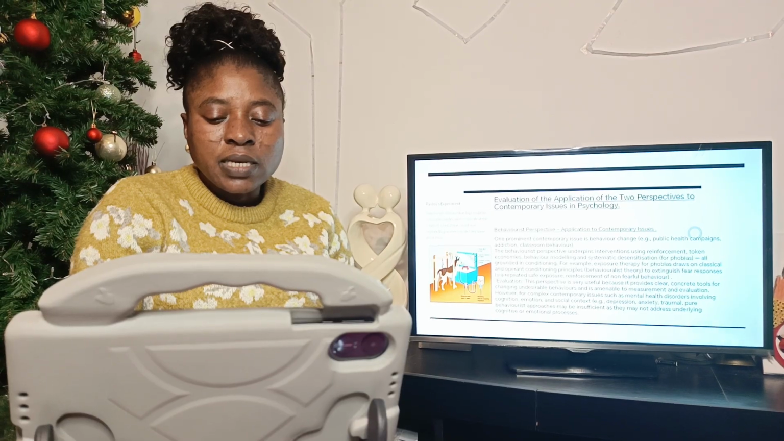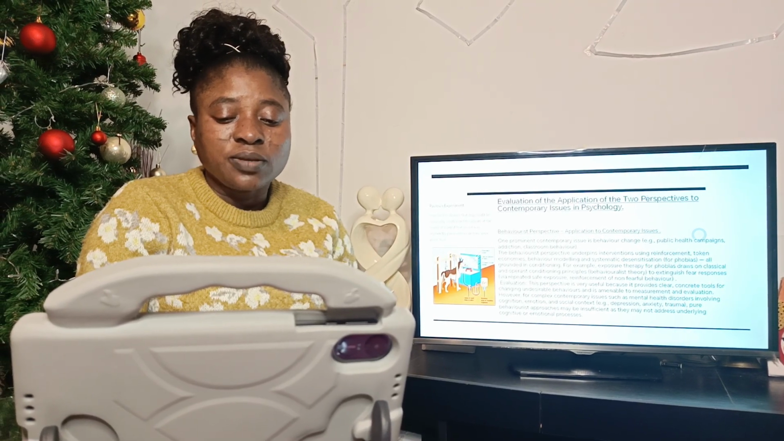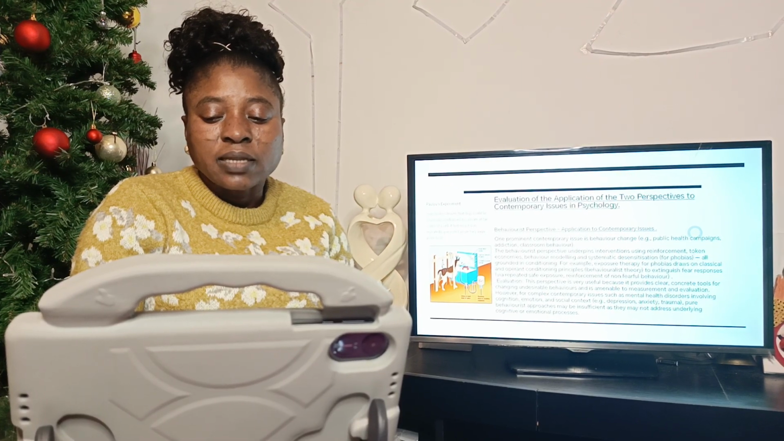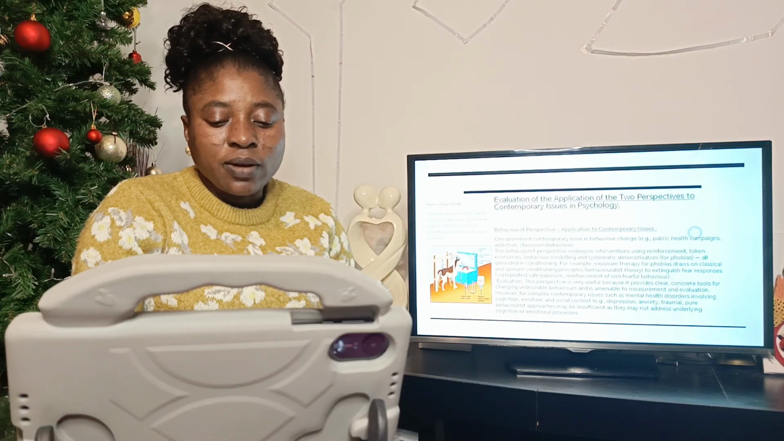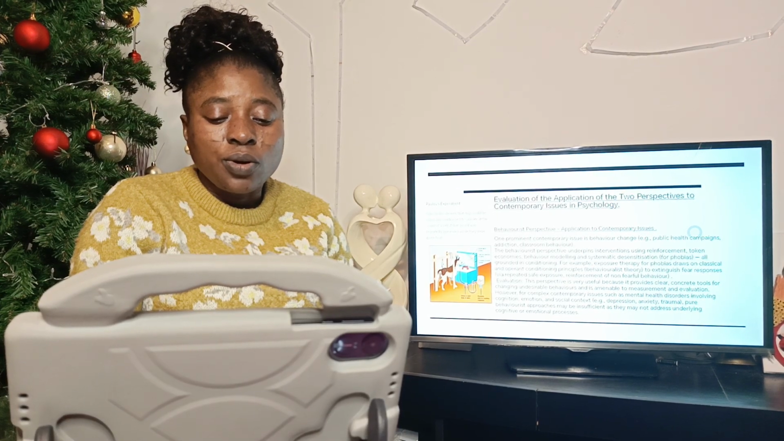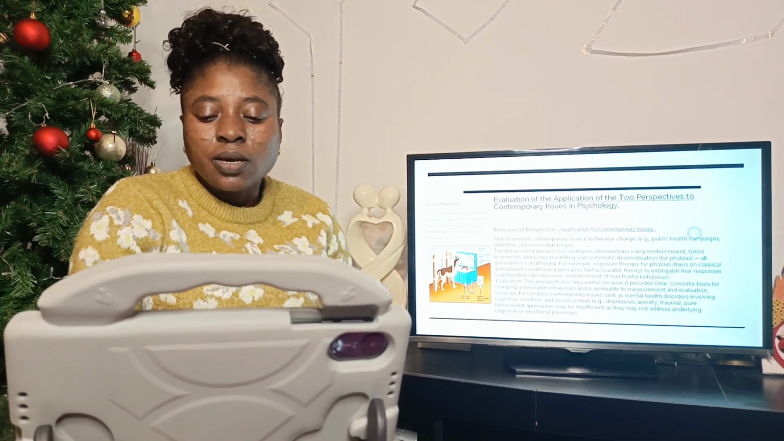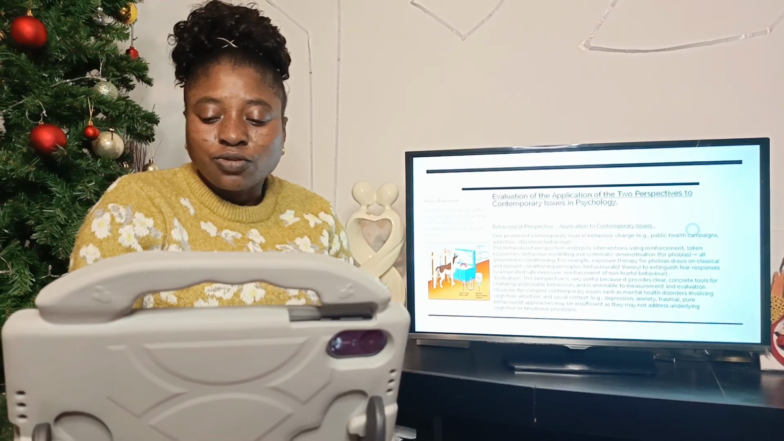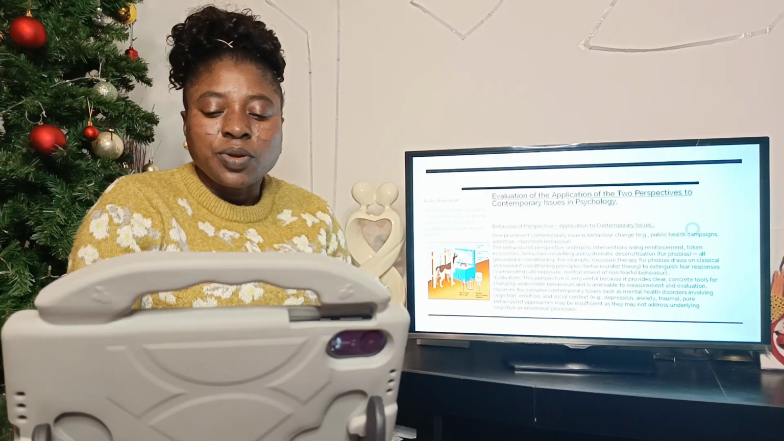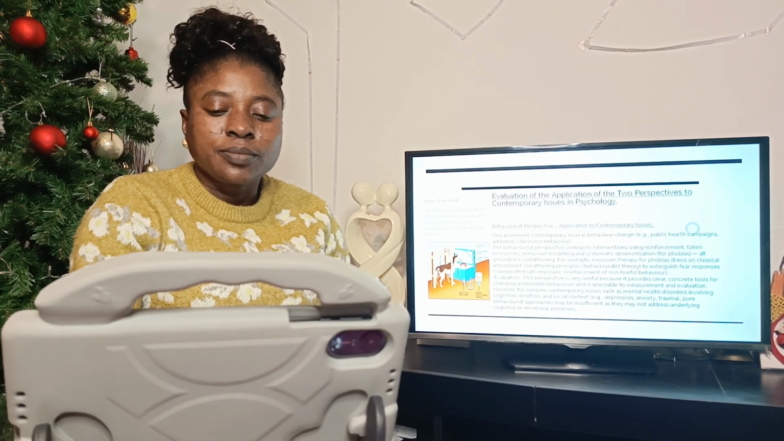Evaluation: this perspective is very useful because it provides clear, concrete tools for changing undesirable behaviors and is amenable to measurement and evaluation. However, for complex contemporary issues such as mental health disorders involving cognition, emotion, and social context, e.g., depression, anxiety, trauma, pure behaviorist approaches may be insufficient as they may not address underlying cognitive or emotional processes.